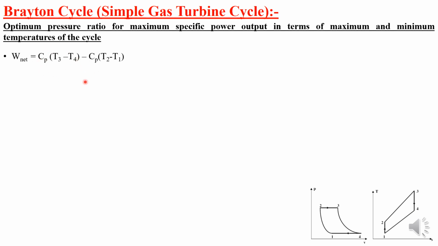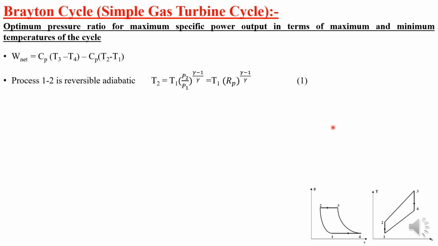For that, consider the process 1 to 2. For the 1 to 2 process, already you know the relationship between the temperature and pressure. So T2 by T1 is nothing but P2 by P1 to the power gamma minus 1 by gamma. From that equation you will get T2 is nothing but T1 times P2 by P1 to the power gamma minus 1 by gamma. P2 by P1 is nothing but Rp. So T2 is nothing but T1 times Rp to the power gamma minus 1 by gamma. So this expression you will get. Note down this equation as 1.